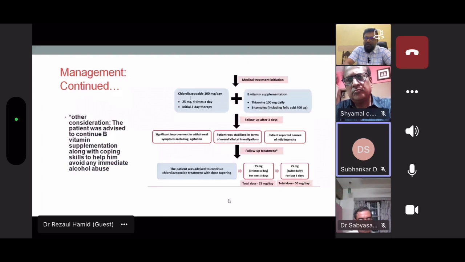On the third day of follow up, there was significant improvement of withdrawal symptoms, including his agitation was minimized, he was stabilized in terms of overall clinical investigation, and the patient reported nausea of mild intensity. During the further follow-up, the patient was advised to continue chlordiazepoxide treatment with gradual tapering of the doses, like 25 milligram 3 times a day for the next 3 days. That means the total dose of 75 milligram per day, then 25 milligram twice daily for 3 days, that is 50 milligram per day, with gradual tapering of the doses.